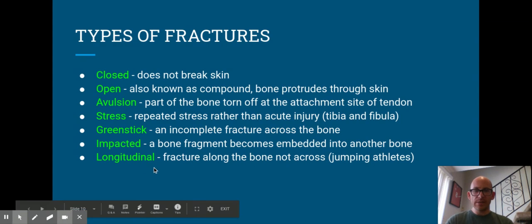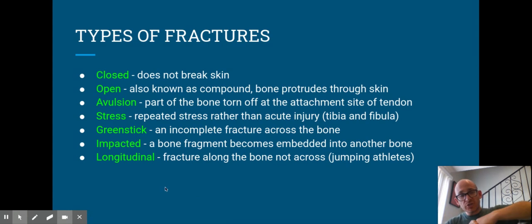Impacted, this is basically a crushing fracture where the bones are kind of pushed into each other, causing compaction at the ends. Can be in the middle of a shaft or between two bones. Basically, parts of the bone get embedded into another part.